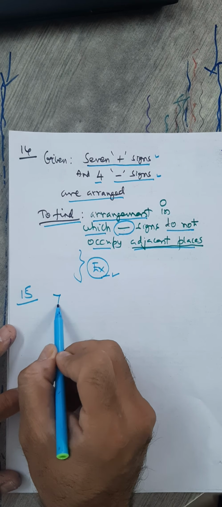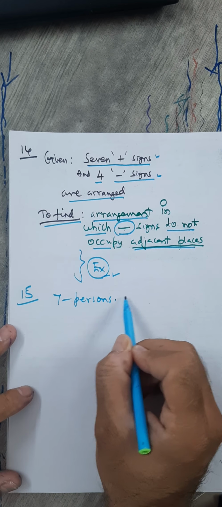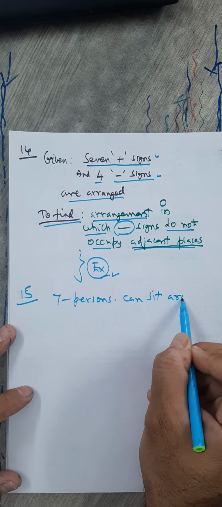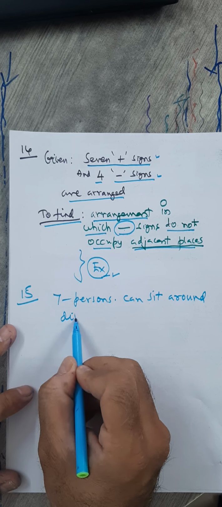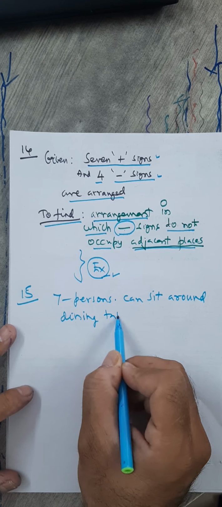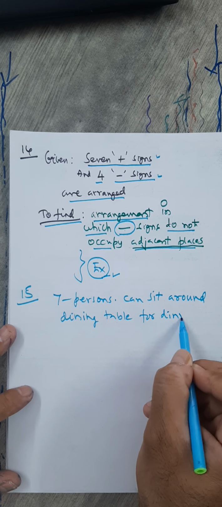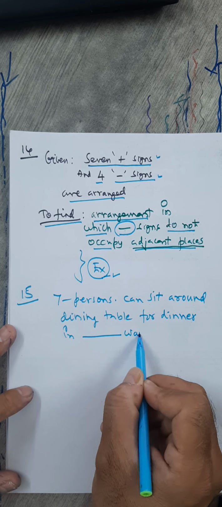The 7 persons can sit around a dining table for dinner in blank number of ways.